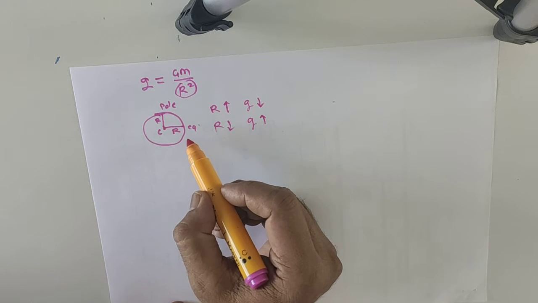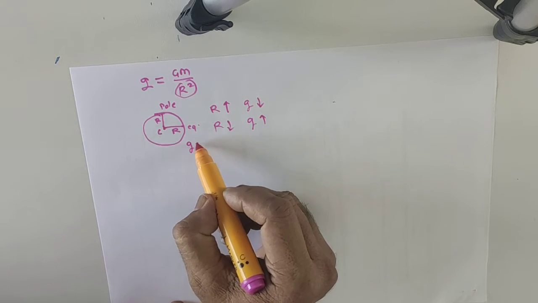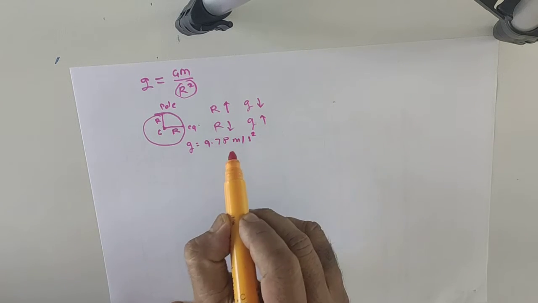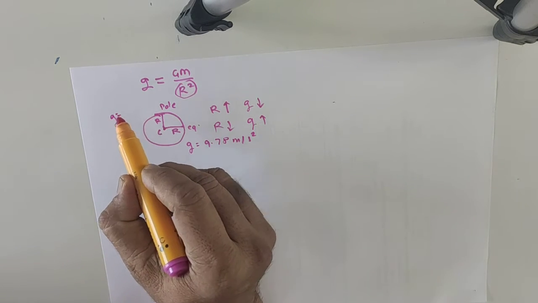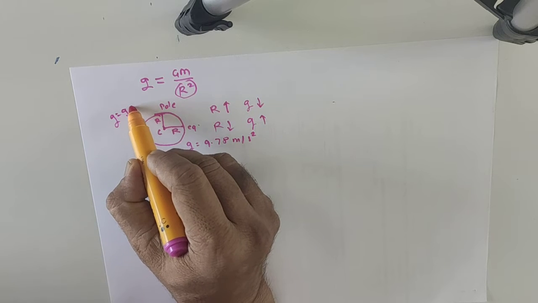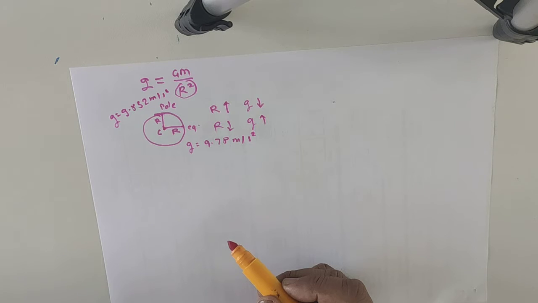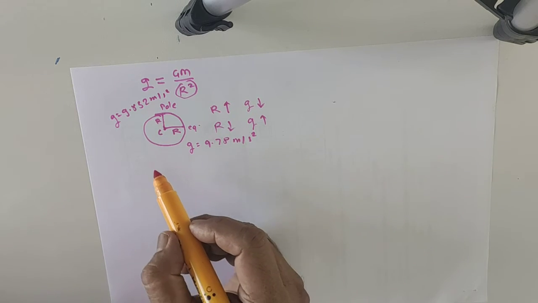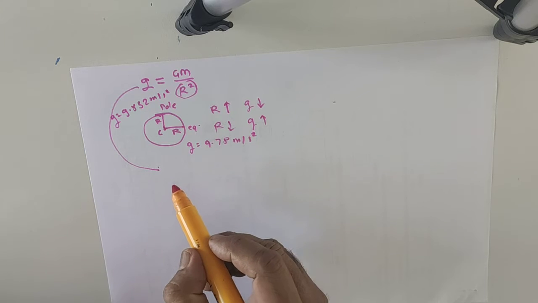At the equator, there is the smallest value of G, 9.78 meter per second square, and at the pole, the largest value of G, that is 9.832 meter per second square. This is the value of G on the surface of Earth. What will be the effect on the value of G when we consider height?